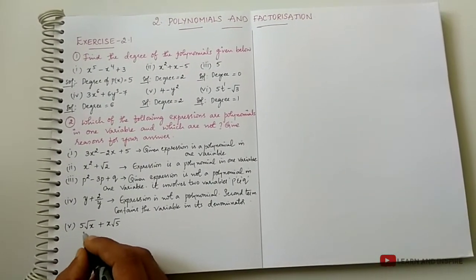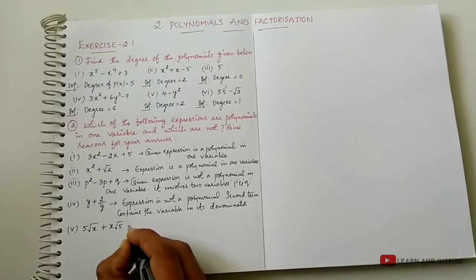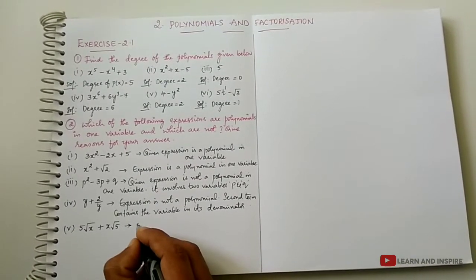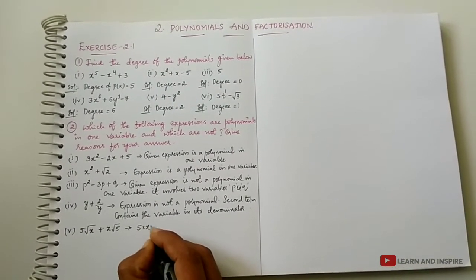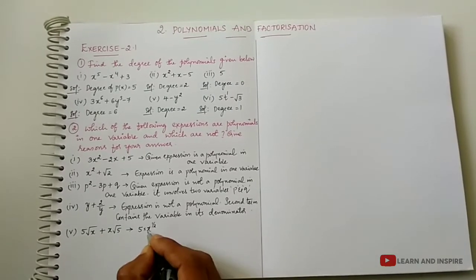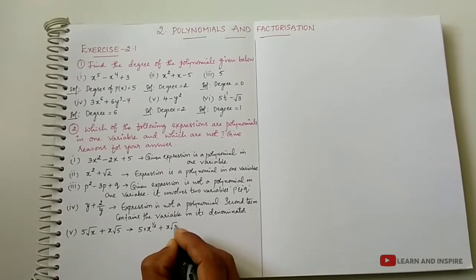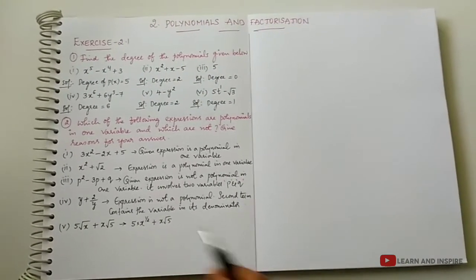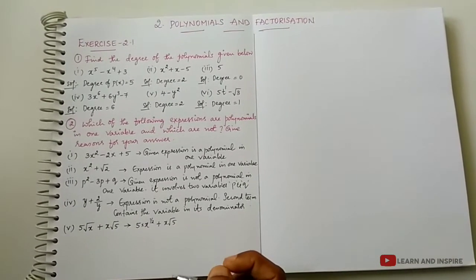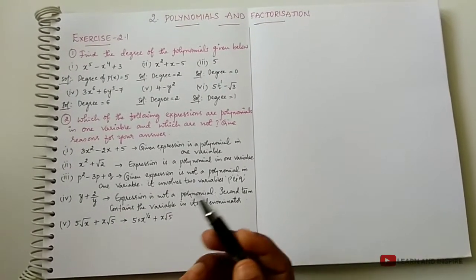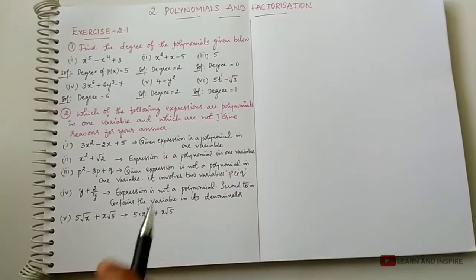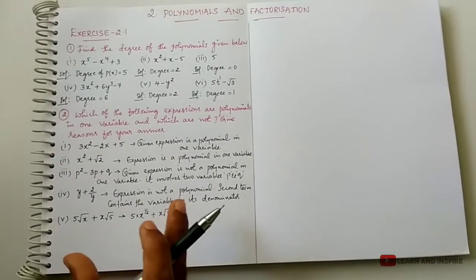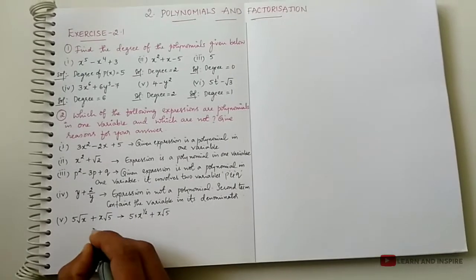Next one, 5 root x plus x root 5. Is this a polynomial? No, it is not a polynomial because 5 root x can be written as 5 into x power 1 by 2, because root x value is x power 1 by 2, plus x root 5. Now in the given polynomial, what is the exponent given? The exponent is 1 by 2, which is not an integer, so it is a rational number. In a polynomial, the power should always be a positive integer. Here it is a rational number, so the expression is not a polynomial.